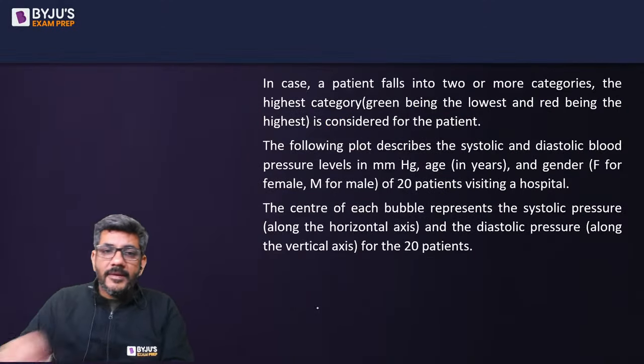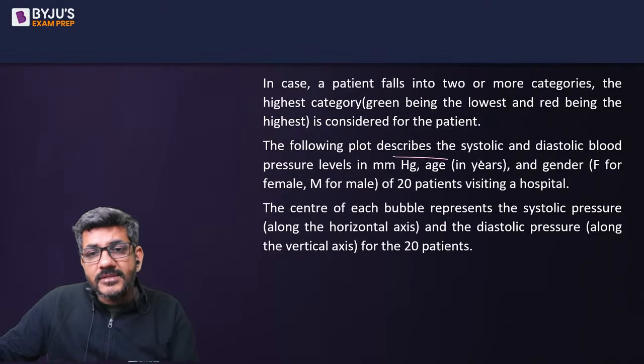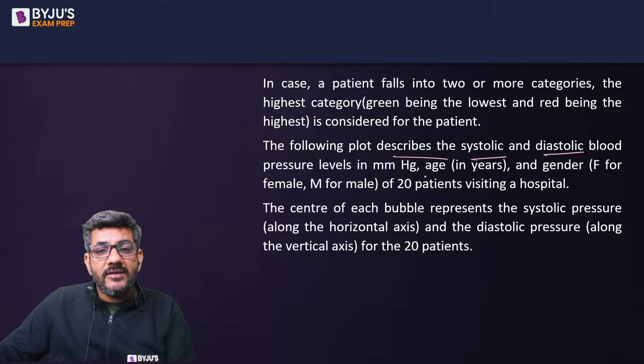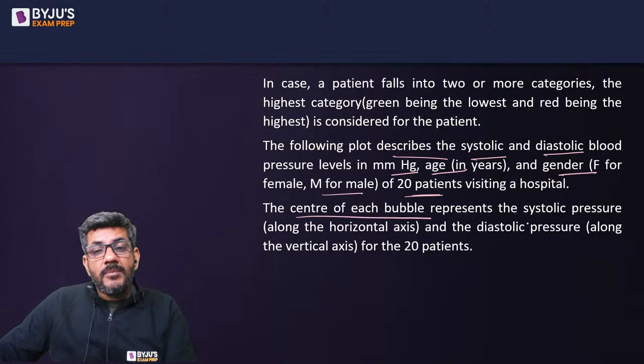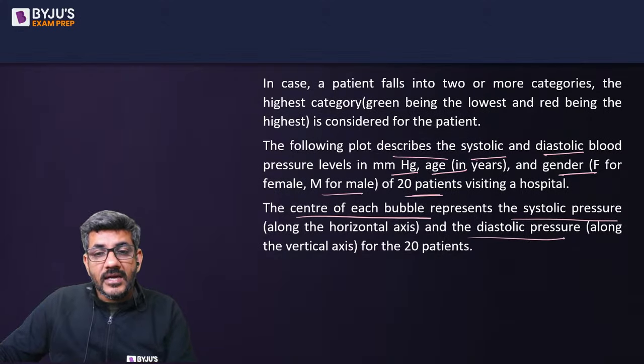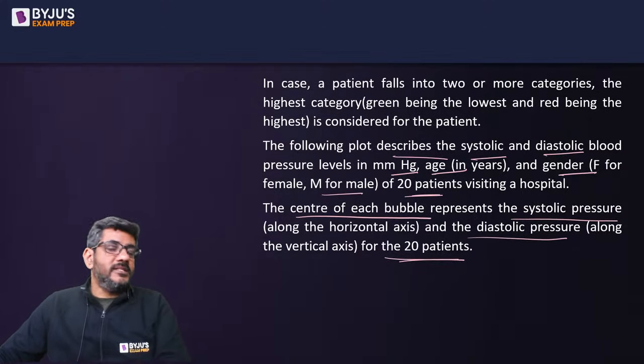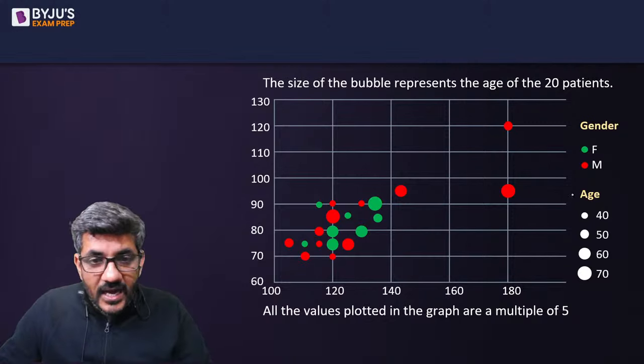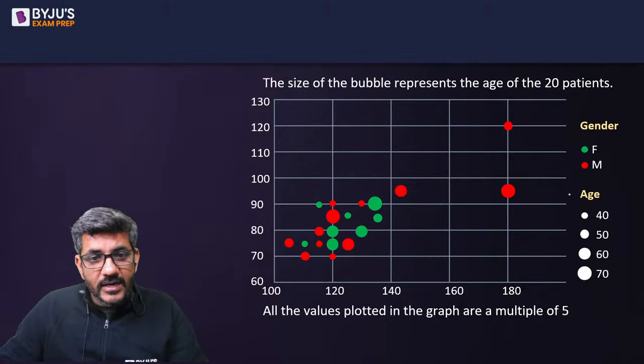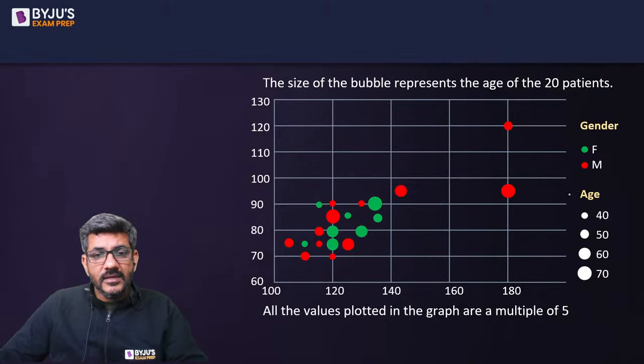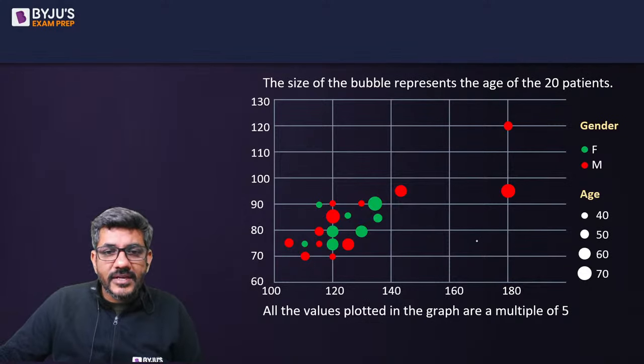And then there would be the following plot describing the systolic and diastolic blood pressure levels in mm Hg, age in years and gender, F for female, M for male, for 20 patients. The center of each bubble represents the systolic blood pressure and diastolic blood pressure for the 20 patients. So here is the graph for all of you. You can have a look at this graph as well now. ठीक है, दिख रहा होगा आपको कि ग्राफ में उसने क्या बनाया है.